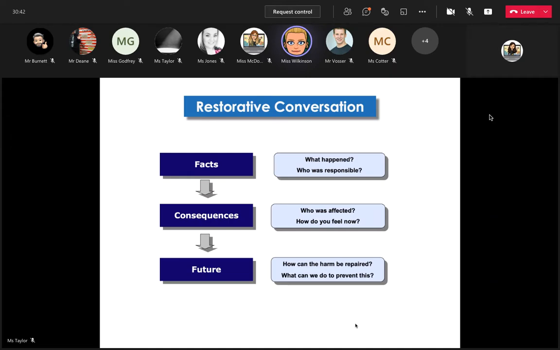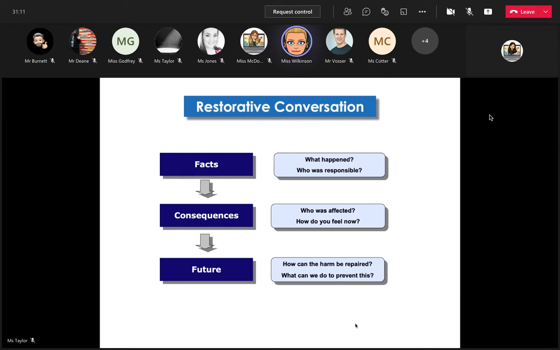So what I'm hoping for just now is either pop a wee comment in the chat, but ideally, if anybody's got some experiences of restorative conversations that you have had, what's worked well in those conversations? Because we've got really experienced teachers in the meeting today who will have used this process tens, hundreds of times. So you will have things that really work for you.